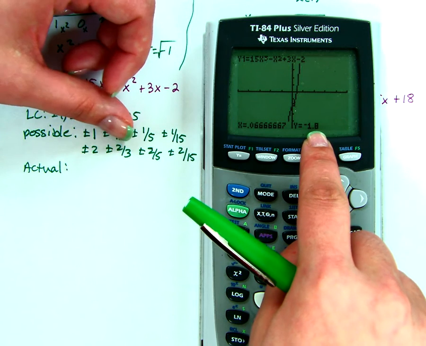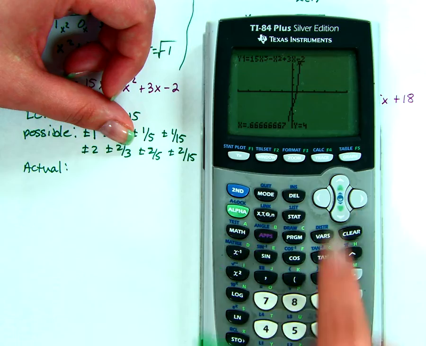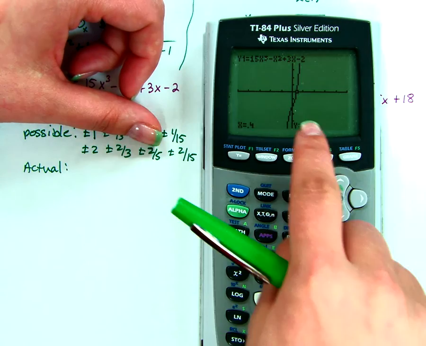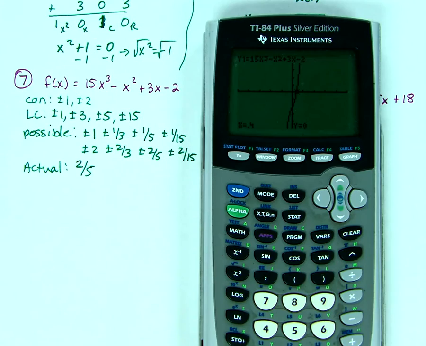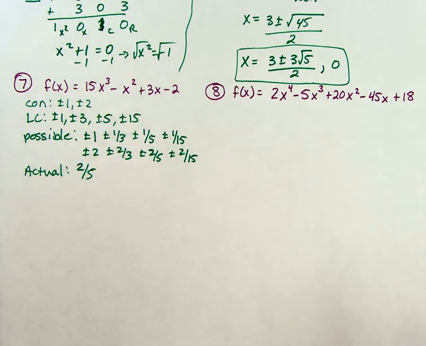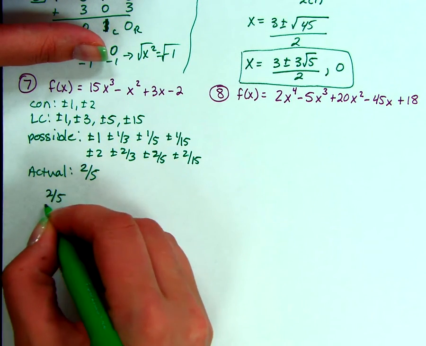Skipping over the 2. So now we're going to test 2/3. So 2 divided by 3 did not work. And then 2/5 is next. All right, so there we got 0. So 2/5 is the rational answer. And because our graph is not crossing anywhere else, we don't need to worry about testing any more numbers. Okay. All right, so now we're doing synthetic division with our 2/5.